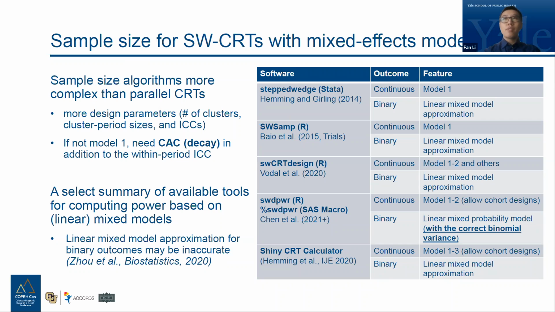Furthermore, most of these packages, when it comes to binary outcomes, use a linear mixed model approximation with a constant residual variance, which may be inaccurate in some design spaces. And only one of those packages, the SWD power package in R, as well as the associated SAS macro, correctly acknowledges the binomial variance structure with the linear mixed probability model that facilitates the accurate calculation with binary outcomes.